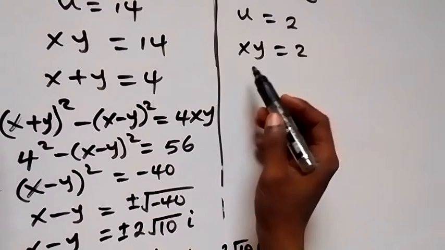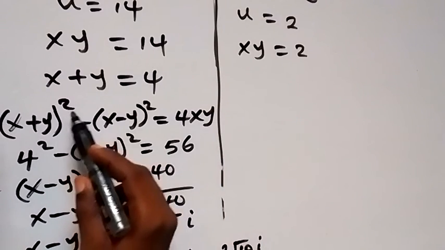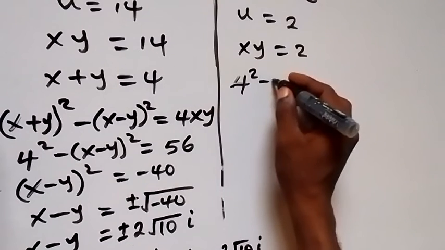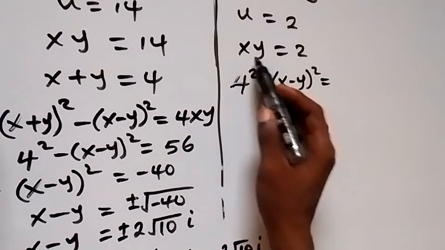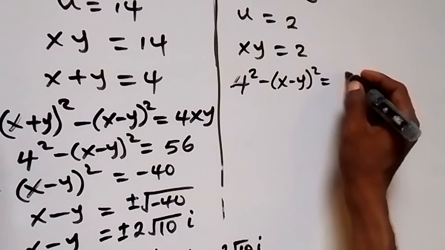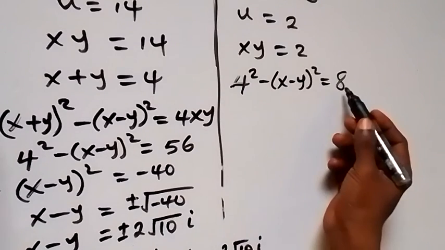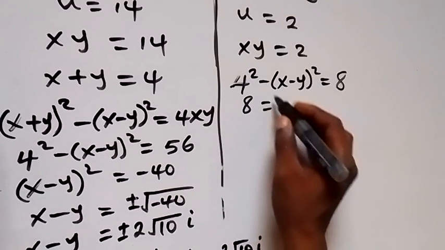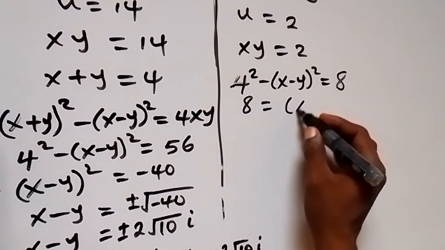So the second case now, which is xy equals 2, we apply this identity again. We have (x plus y) squared, and that's 4 squared. Then minus (x minus y) squared equals 4xy, and xy is 2 here, so 4 times 2, and that will give us 8. And when we take 8 to this side, that's 16 minus 8, that's 8. Then we take minus (x minus y) squared to that side, it becomes plus, that's (x minus y) squared.